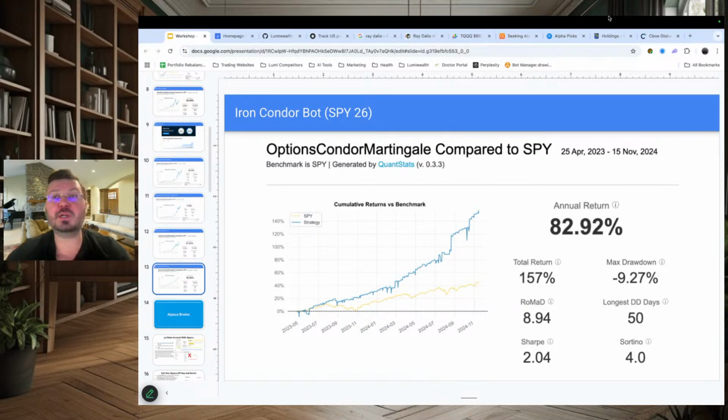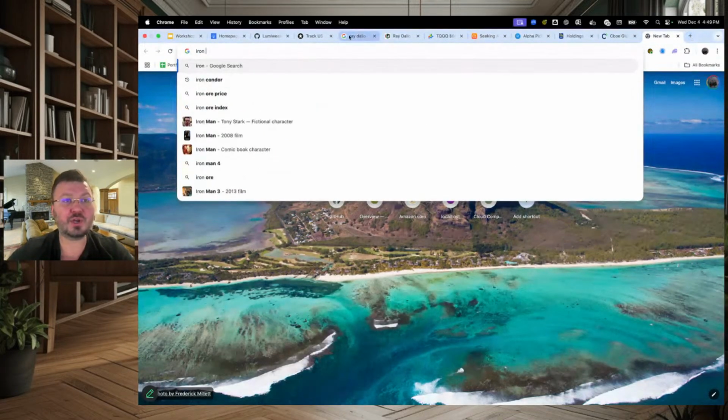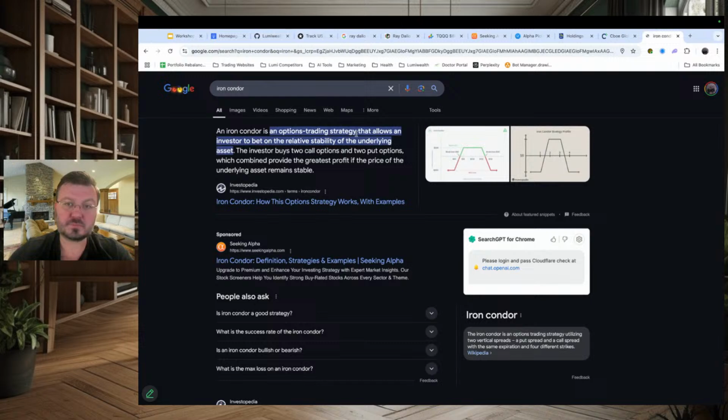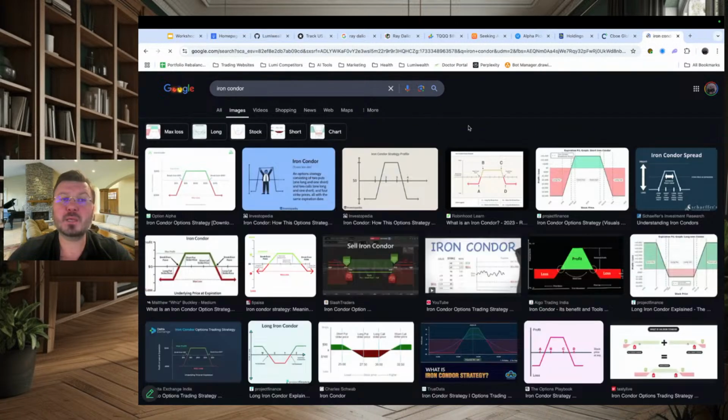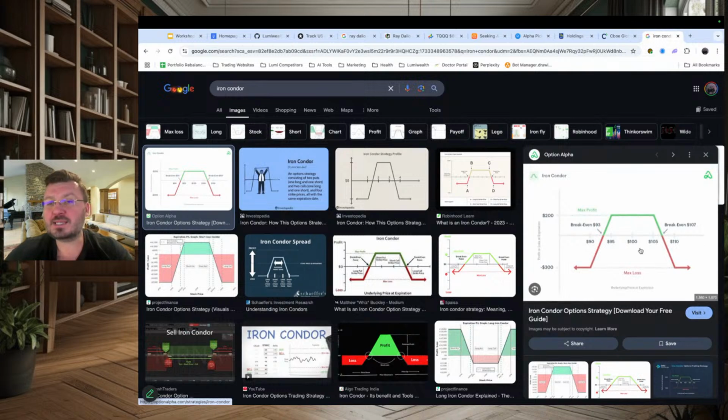All right, so let me explain what it does. Essentially, it trades iron condors. Okay. So what is an iron condor? This is an iron condor right here. If you have ever traded options, what you could do with options is trade puts or calls, and you can either buy or sell puts, or buy or sell calls, right? So you have two different instruments, and you could either buy or sell either one of them.